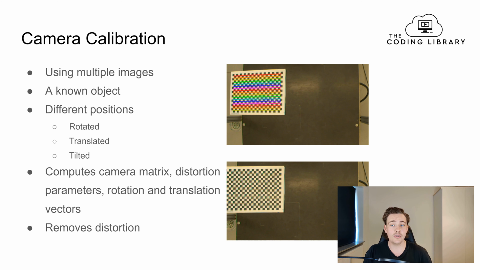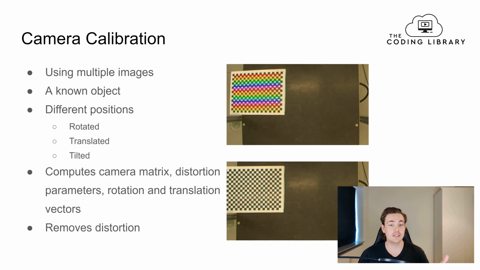So when we do camera calibration, we're going to use multiple images of a known object. In this case, we're going to calibrate our camera with this chessboard, as you can see in the images to the right. Then we have to have different positions of that known object in multiple images, where the chessboard is rotated around in the frame, translated around on the table, and also tilted. So we have multiple images where our chessboard is rotated, translated, and tilted around, and we use that for our camera calibration.